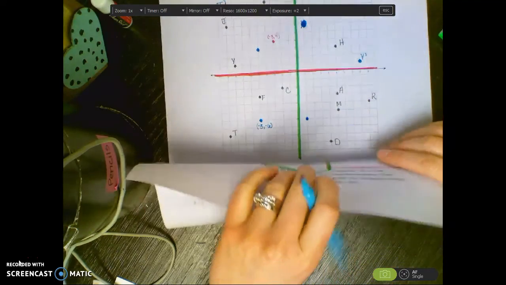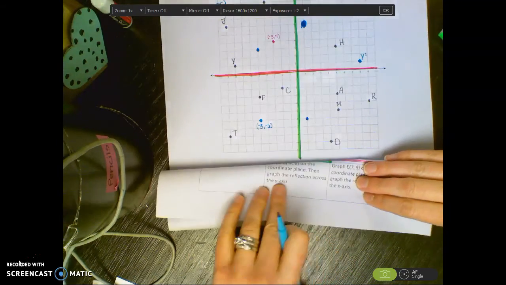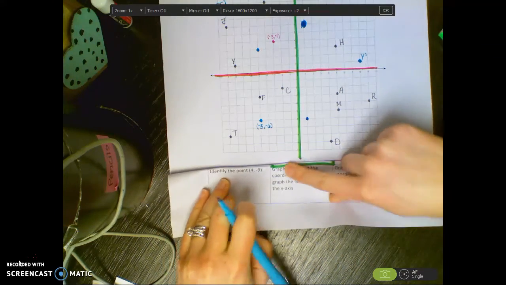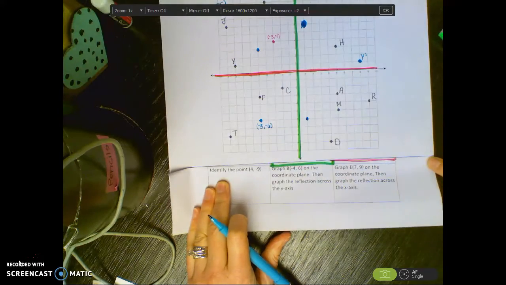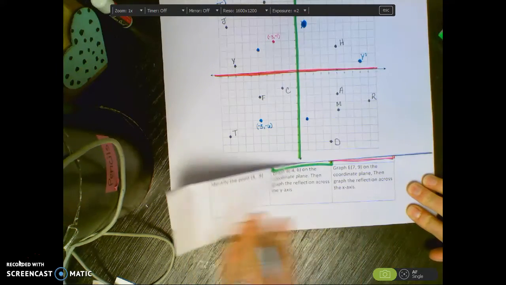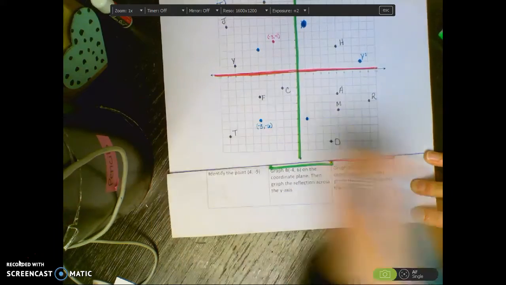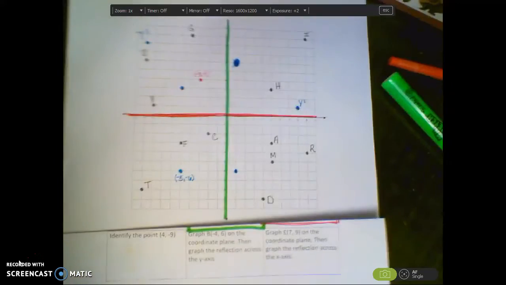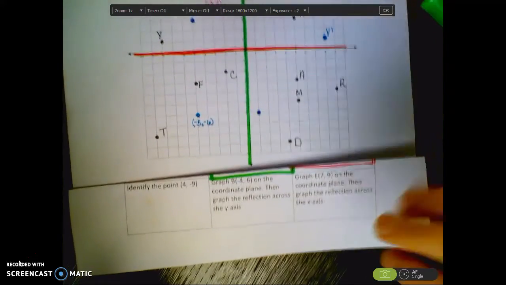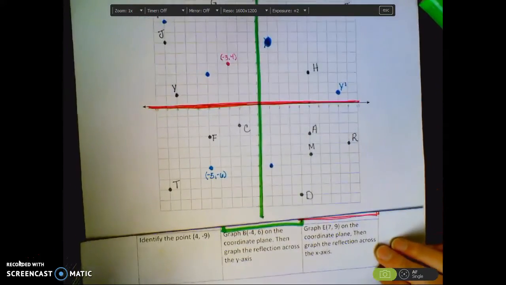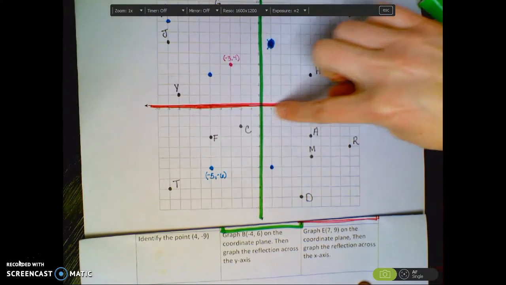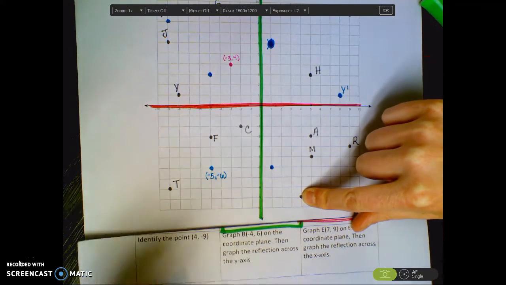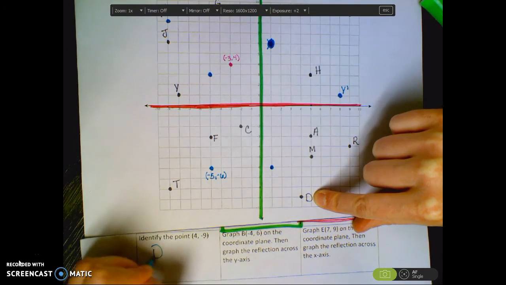Just going to fold this as best as I can. Identify the point for -9. So I'm looking for the point for -9. Okay. So I'm going to go 4 on the x. So 4 and then -9 all the way down. So what's that point? That point is D.